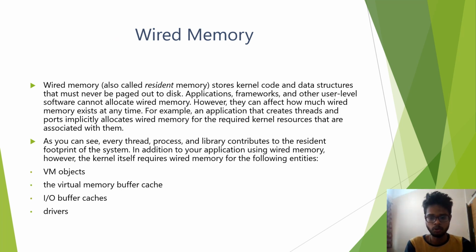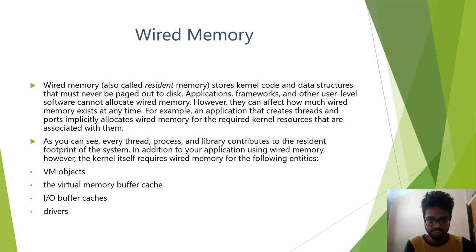So as we have talked about virtual memory, there is also wired memory. Wired memory stores the kernel code and data structures that must never be paged out to the disk. Application frameworks and other user level software cannot allocate wired memory. However, they can affect how much wired memory exists at any time. For example, an application that creates threads and ports implicitly allocates wired memory for the required kernel resources that are associated with them.